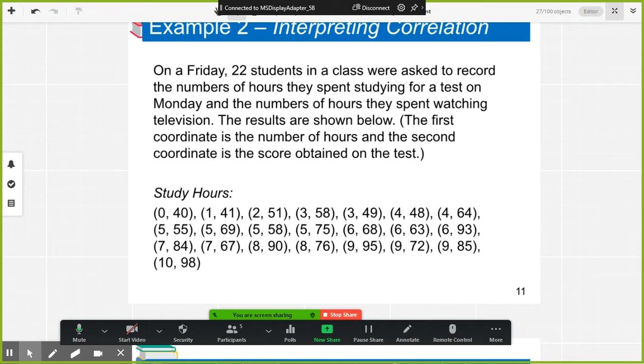All right, so we can glance through. The person that studied 0 made a 40 on the test. The person that studied 1 hour made a 41. Look at the end, the person that studied the most, 10 hours, made a 98. But notice it's not always holding true. This person studied 9 hours and made a 72. This one studied 9 hours, made a 95. So it's not going to be an exact correlation, but it looks like the more hours you study, the higher your test score is. So we're going to look and see if this does form a good correlation.